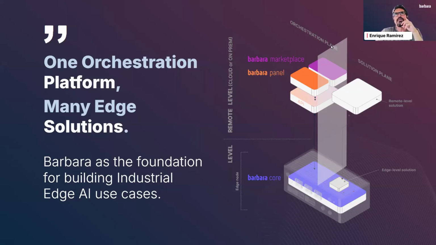This plane here is very important because, as you can see, it separates what we call the orchestration plane or the control plane from the solution plane. What does it mean? It means that Barbara lives in the orchestration plane, where you will see maybe information about this machine, information about each configuration, about this application that is deployed here, or the logs of this application, but you will never see any data related to the user.